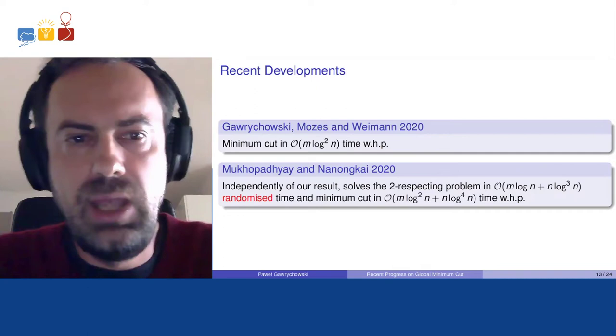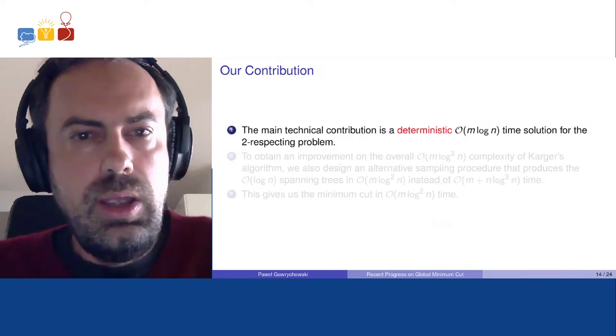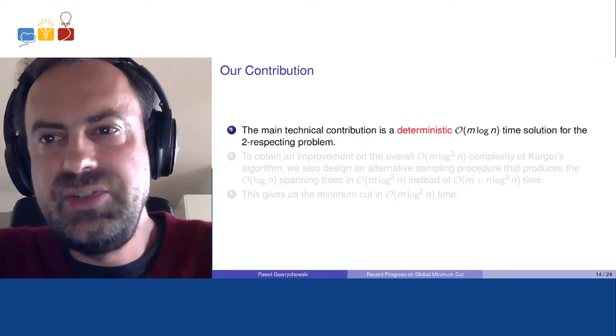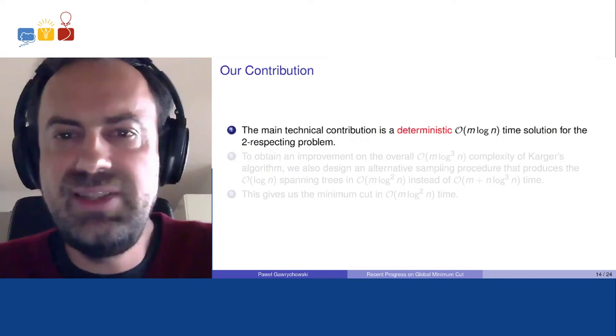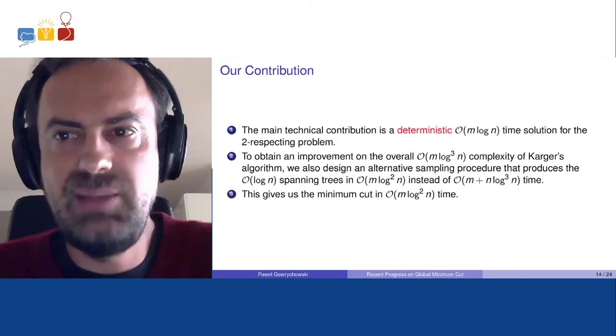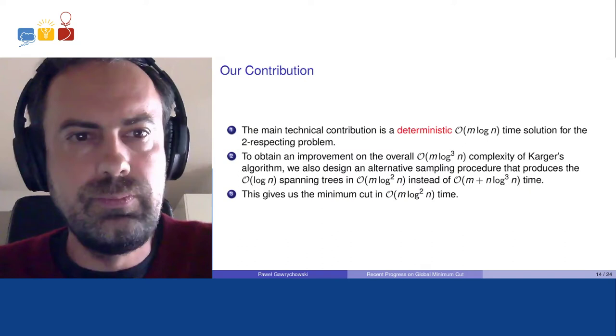So I will talk about the first algorithm. The second one is also interesting, but I don't have time to present it. Okay. So our main contribution is that we solve this two respecting problem in m log n time, but this is actually not enough to achieve an improvement because there was this preliminary step where we had to find the skeleton graph and we also had to approximate C. So we have to kind of redo all those steps and make sure that they work in m log squared time. I will not talk too much about that. Okay, but the bottom line is that we can solve minimum cut in m log squared n time with high probability.